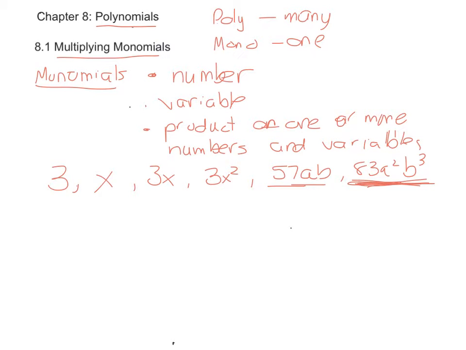So when it's just a number, we call it a constant. That's if the monomial is just one number. So we're going to look at some things and decide, is it a monomial or is it not a monomial? So -5. Yes, that would be a monomial.